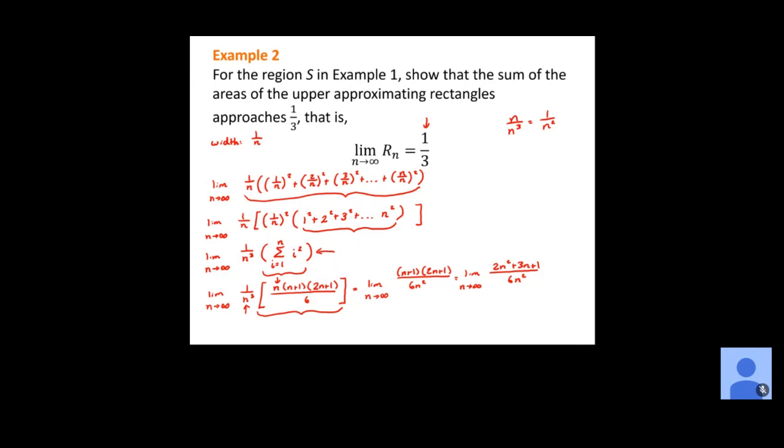If the function was x cubed, we'd end up with a summation of i cubed instead, right? And then we'd have to know the formula for that one. But again, I'll give you that. Okay, but find your width, find your heights, set up that summation, plug in the formula, simplify your limit, and then that's going to give you your answer. And again, that answer represents the exact area under that curve.